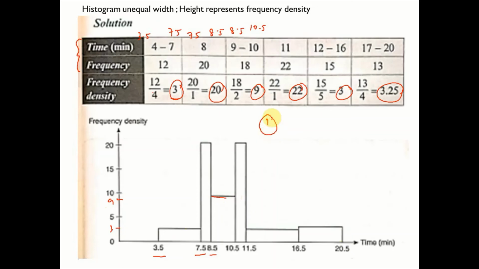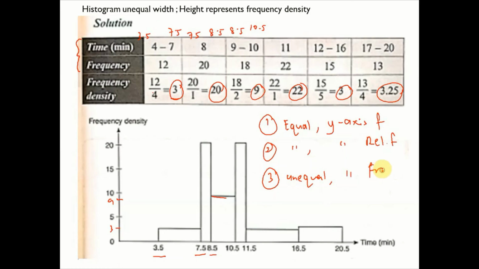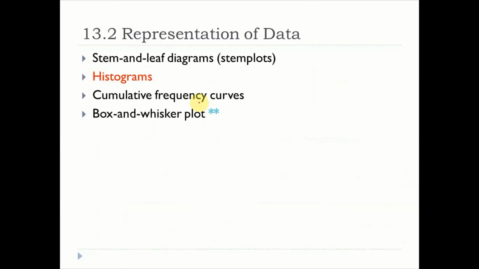Okay, so in a nutshell, ada 3 type. So the first one is histogram equal width. Kalau yang equal width, dia punya y-axis represent frequency. The second type also equal, y-axis represent relative frequency. The third type is this one, which is unequal. Y-axis represent frequency density. Okay, ada 3. Alright, so we continue. So kita dah siap histogram.